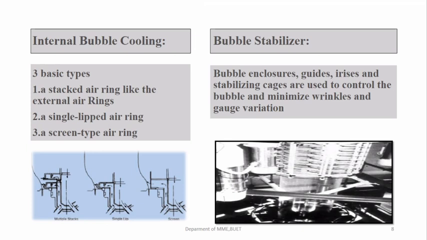For a bubble to be stabilized, like minimizing wrinkles and gauge variation or controlling the bubble, a bubble stabilizer is used, which consists of bubble enclosures, guide irises, and stabilizing cages. Okay, that's the portion I completed. The next is presented by Role 37.